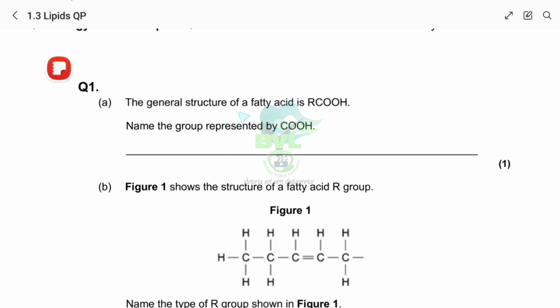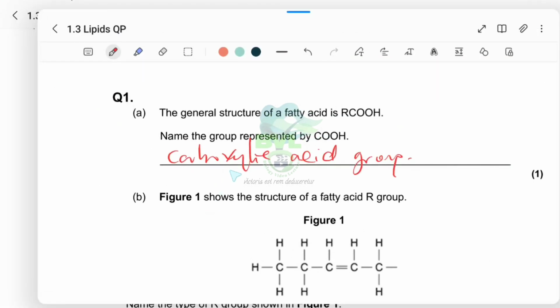The general structure of a fatty acid is RCOOH. So what does this represent? Pause the video and think about what that means. That is the carboxylic acid group of the fatty acid structure.